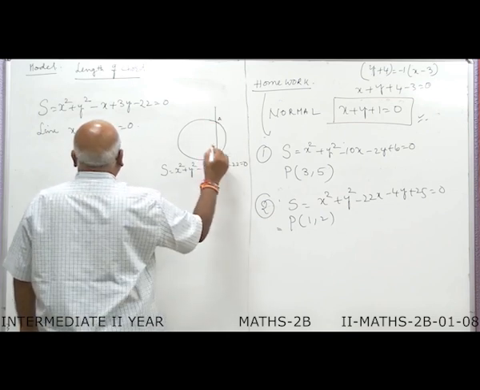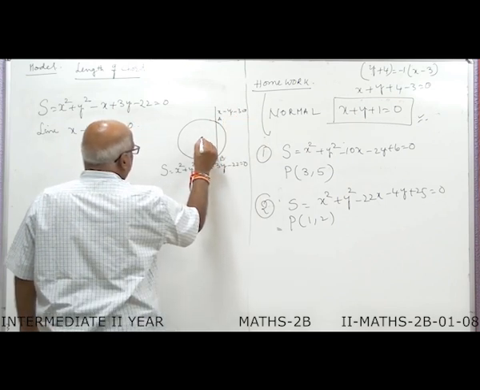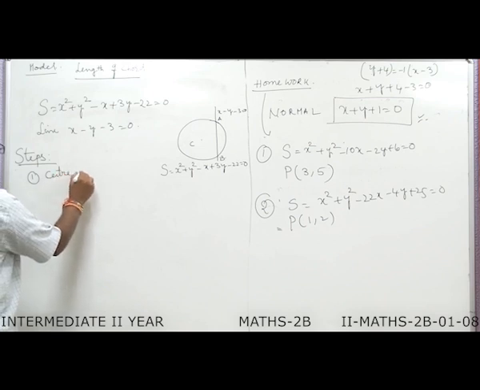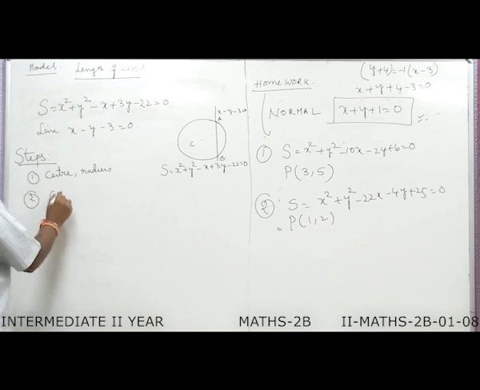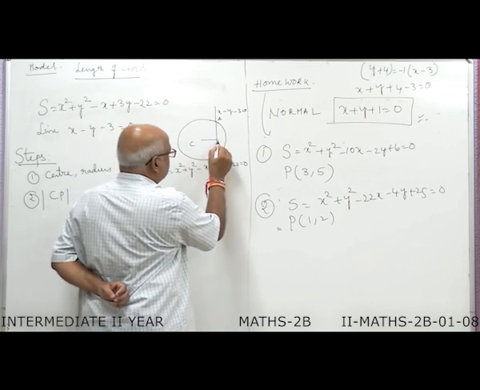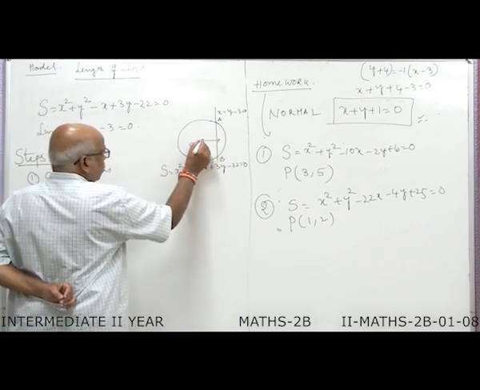this is the equation of the chord given, x minus y minus 3 equal to 0. Then to find the length of the chord, the steps are: number 1, center and radius; number 2, CP, the perpendicular length. Connect these 2 points also.